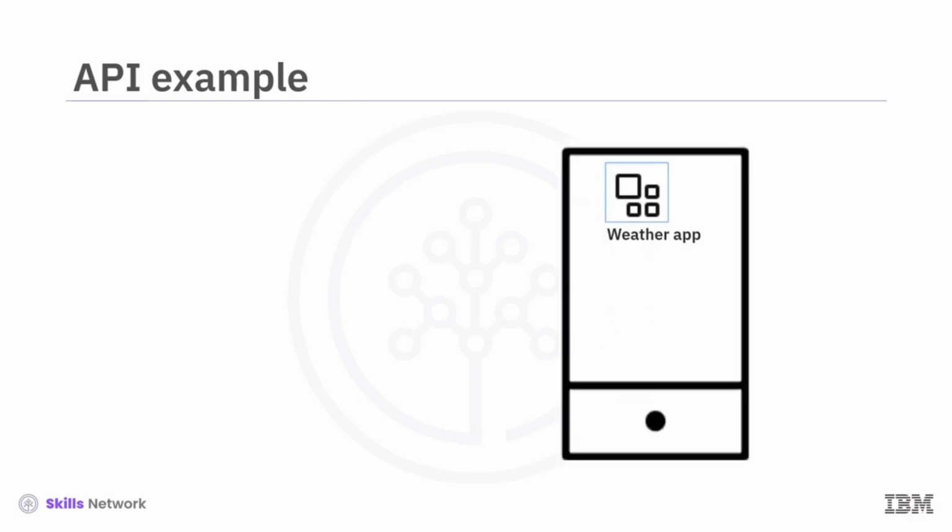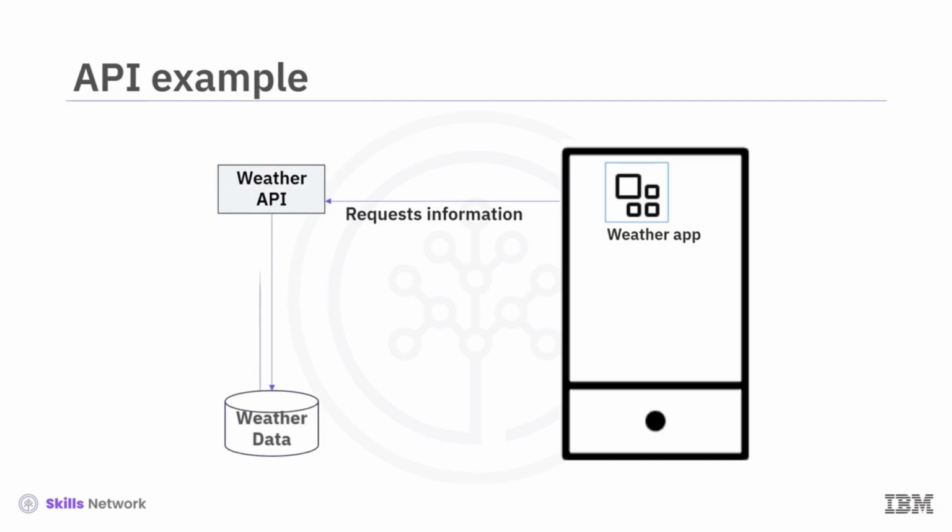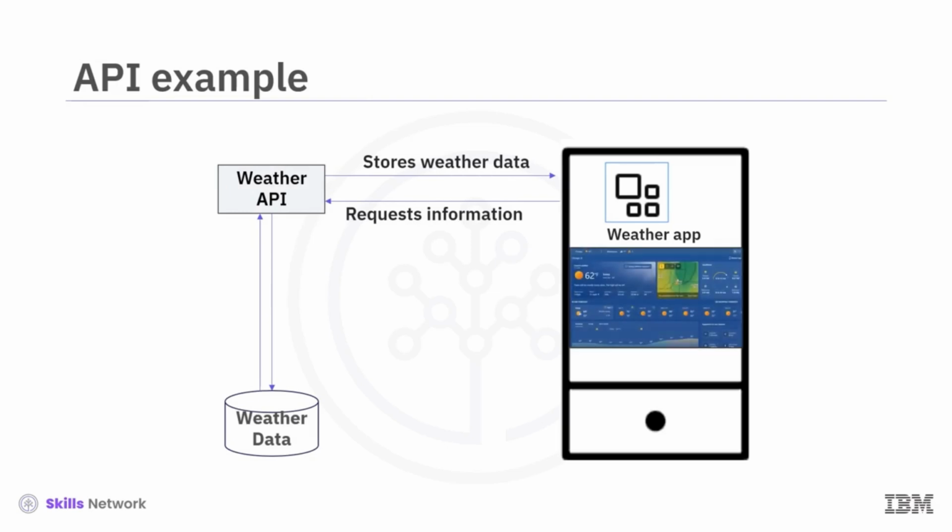Your weather app does not generate weather data itself. Instead, it simply requests information from a weather API. The API connects the software that gathers and stores weather data with the app on your mobile device. The device, in turn, provides you with a detailed forecast for the next day.